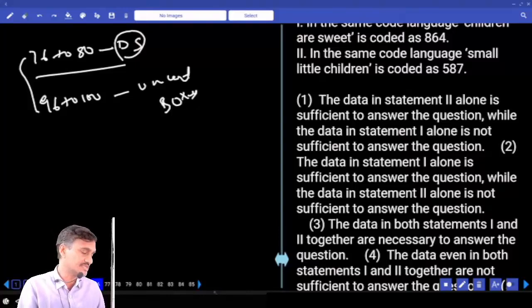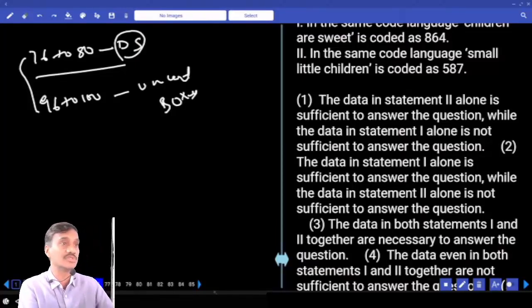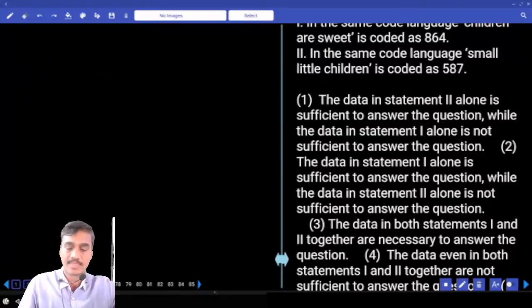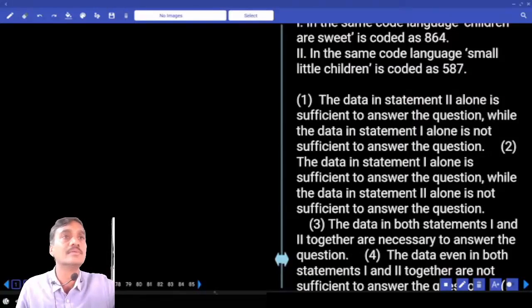Again in data sufficiency, earlier we had discussed about the priority in that one.